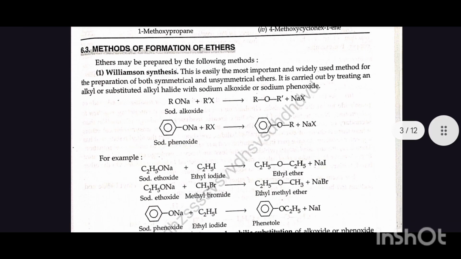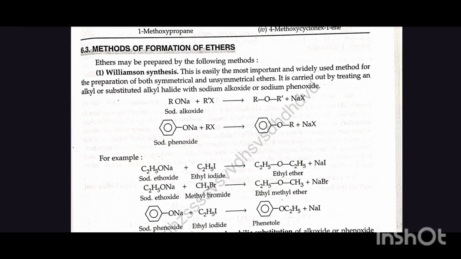Methods for formation of ethers. Ethers may be prepared by the following methods. First, Williamson synthesis. This is easily the most important and widely used method for the preparation of both symmetrical and unsymmetrical ethers. It is carried out by treating an alkyl or substituted alkyl halide with sodium alkoxide or sodium phenoxide.